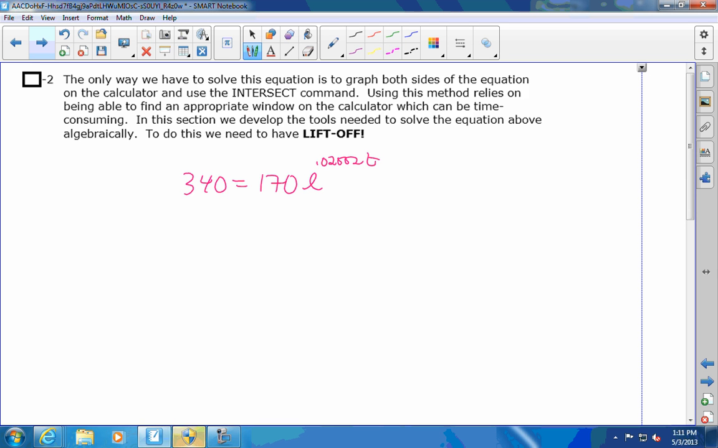Yeah, liftoff. So today we're going to do liftoff. We want to lift this off. We want to lift that exponent off and find the value for that exponent. So today we're going to figure out how to do that.